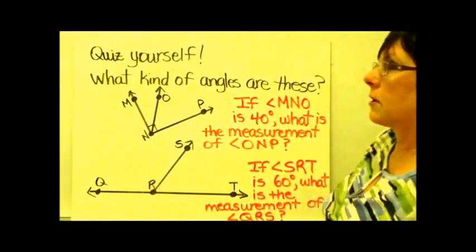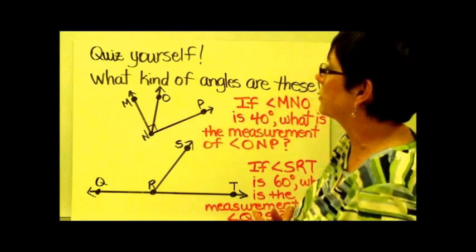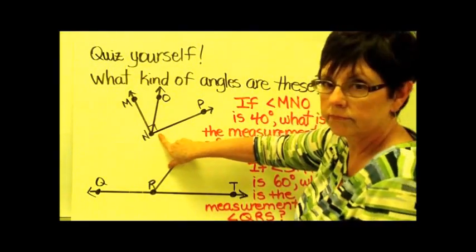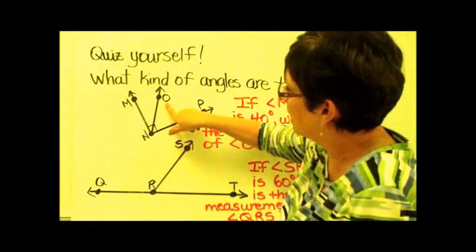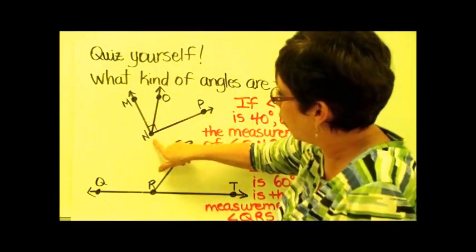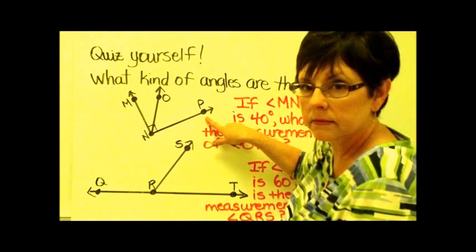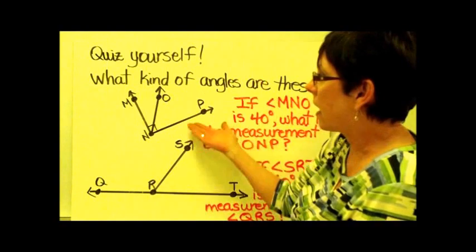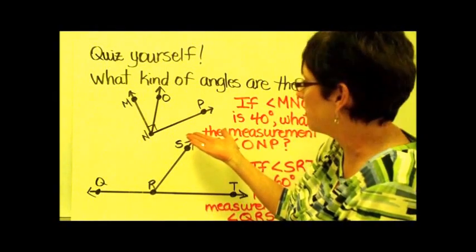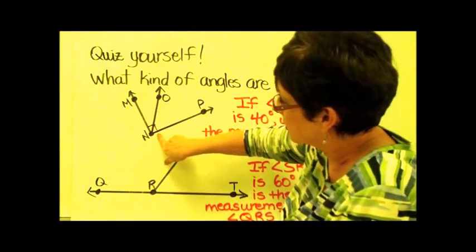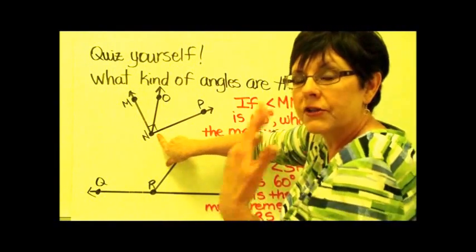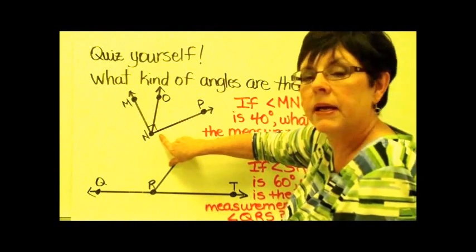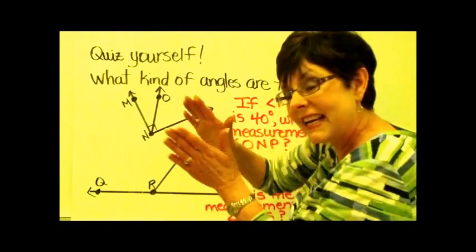All right, we're going to do a little quiz here, a quiz yourself question. What kind of angles are these? We've got angle MNO and angle ONP. Right. This would be a complementary angle, because together there's that little sign that'll be your signal or hint what it would be. This is a complementary angle because they would equal 90 degrees together.